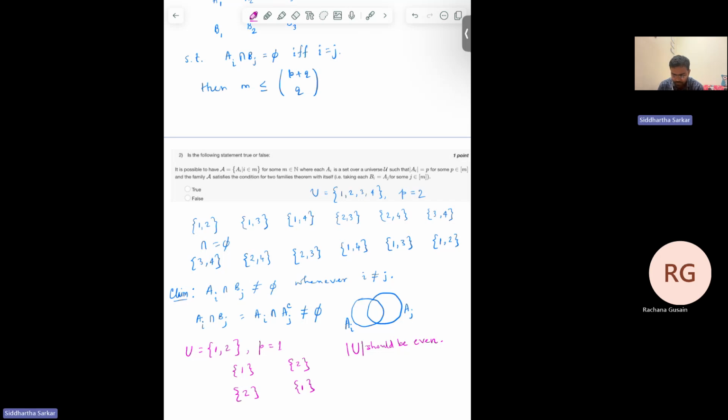So M, that is the total number of sets in each family, should be the universe size choose universe size by 2. So in this case, universe size is 4, so 4 choose 2. There were 6 sets in this family. So if the universe size is mod u, then mod u choose mod u by 2 should be the number of sets in each family.